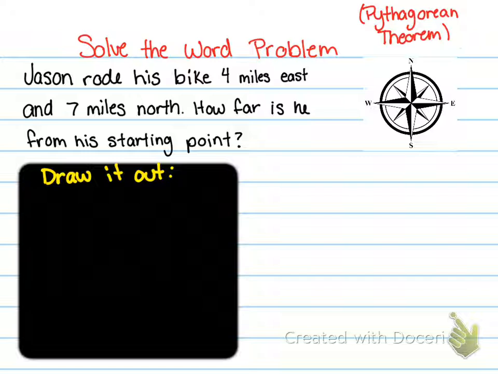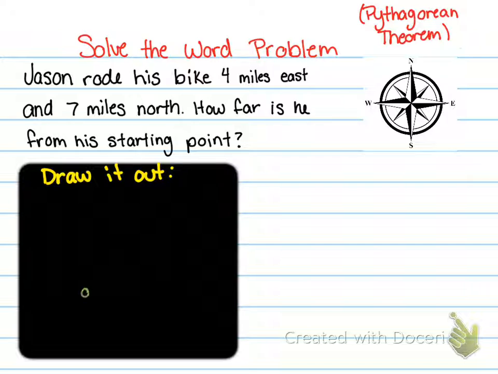Two really big things here that you need to understand is, one, you need to draw it out so you can see what's happening and have that visual. And two is to understand how a compass looks in terms of north, east, south, and west, and how we're going to use it here. So the first thing we need to do is draw it out. We're going to draw the scenario.